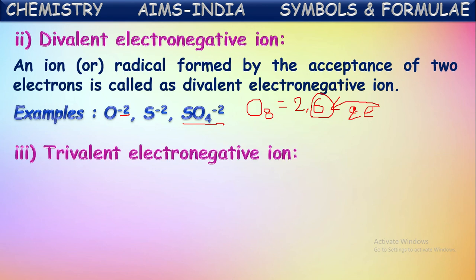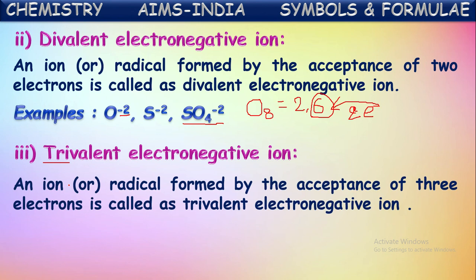Next, trivalent electronegative ions. We know tri represents 3. Trivalent electronegative ions means the ions which are formed by the acceptance or gain of 3 electrons. For example, N minus 3, B minus 3, PO4 minus 3, which is called phosphate ion.